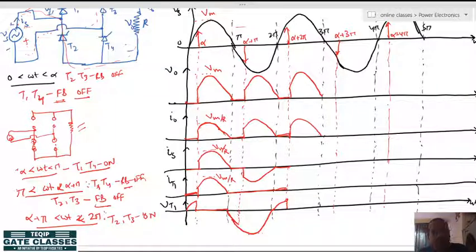Source current is following the reference and it will be like this, and thyristor current will also be like load current like this, but thyristor 1 voltage will be 0 because it is short circuited.